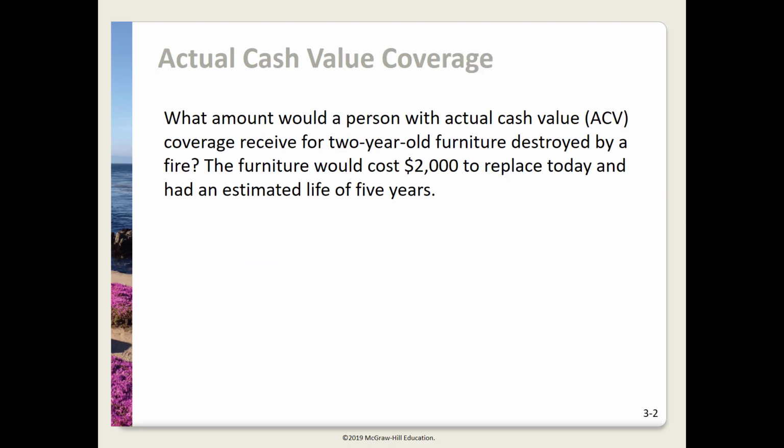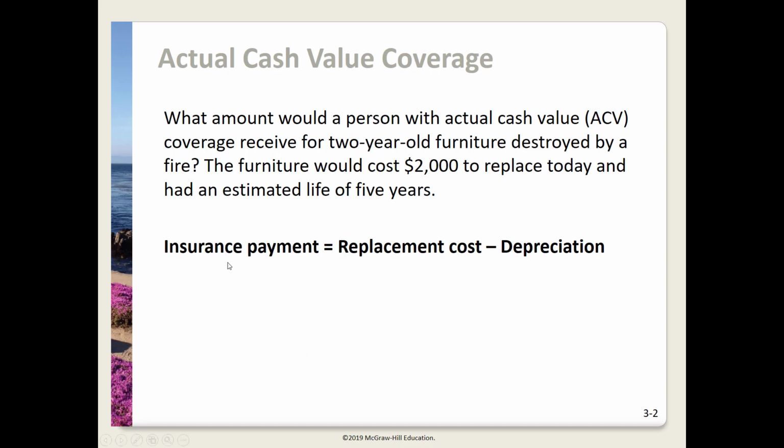The second homework problem has us looking at the actual cash value coverage. What amount would a person with actual cash value coverage receive for 2-year-old furniture destroyed by a fire? The furniture would cost $2,000 to replace today and had an estimated life of 5 years. So the formula that we're going to use to figure out the insurance payment is the replacement costs minus depreciation. And our replacement cost is the $2,000 stated in the story of what we would replace today.